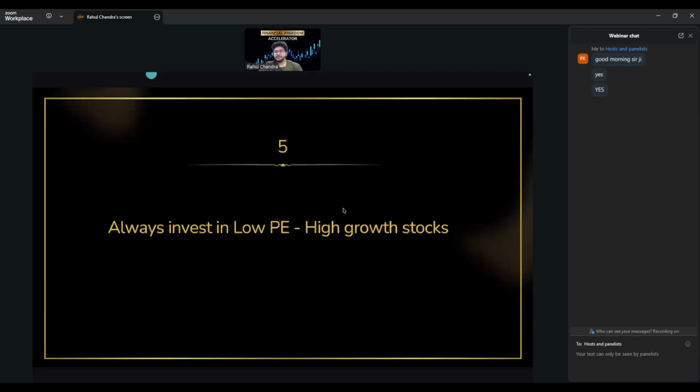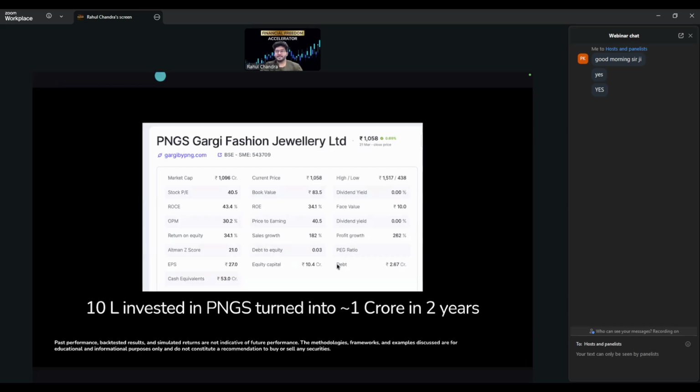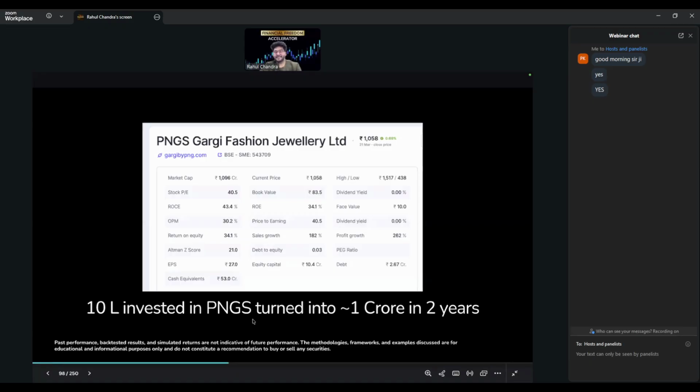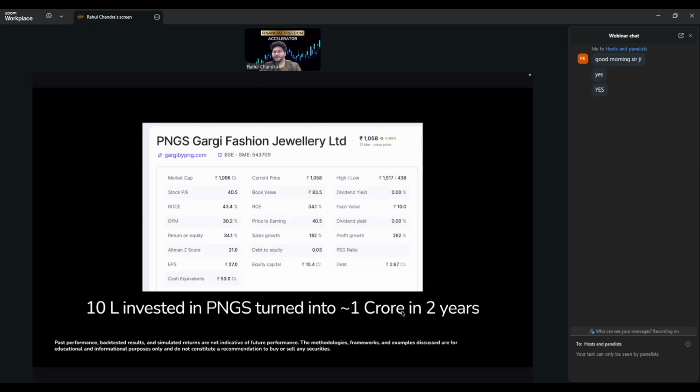So that brings me to my fifth point. Always invest in low PE, high growth stocks. Repeat after me. Drop it in the chat so that you never forget: low PE, high growth. Manish, I'll take that towards the end. A classic example of low PE, high growth is PNGS Gargi Fashion. You could go and look at this. 10 lakhs invested in PNGS turned into 1 crore in just 2 years, when this discrepancy was identified and people saw the opportunity.